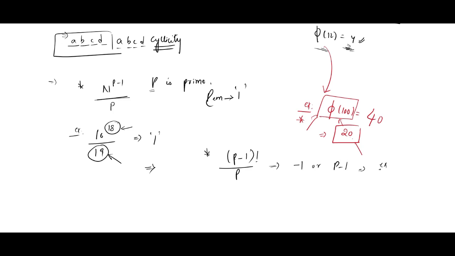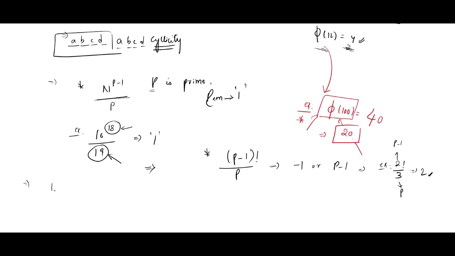If I take an example like 2 factorial by 3, see here, this is p, this is in the form p minus 1, you can directly write 2. 2 is the remainder here, like that. Okay, now I think you probably all know the cyclicities here.